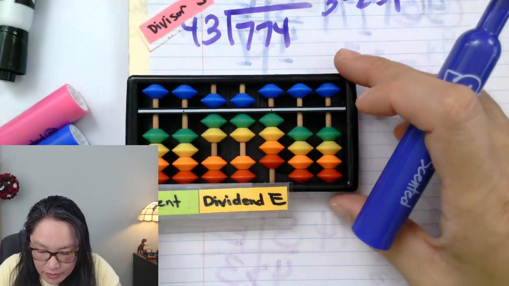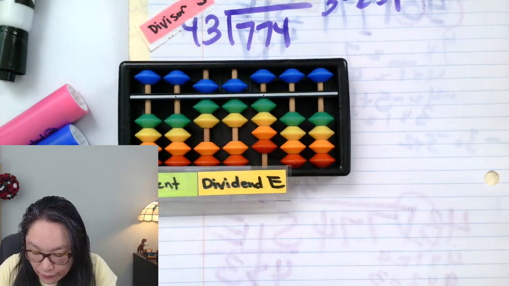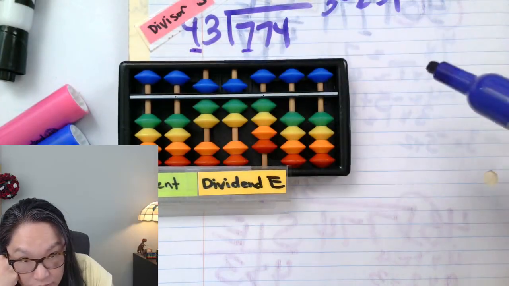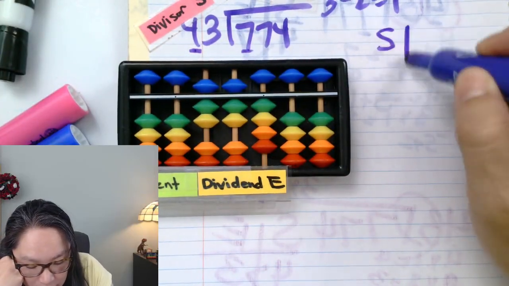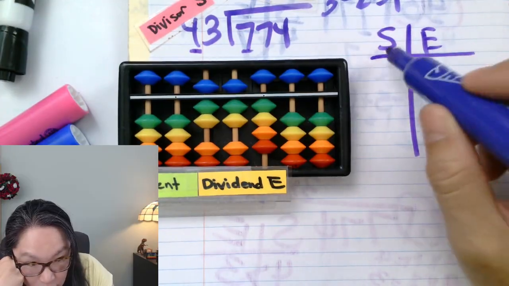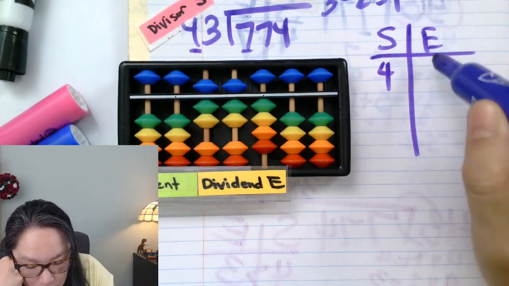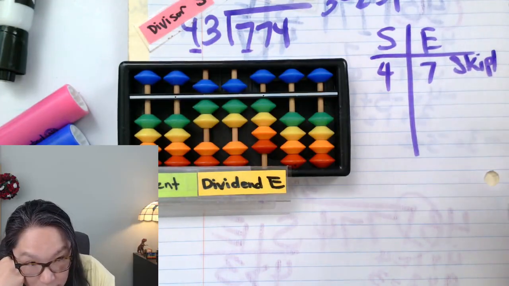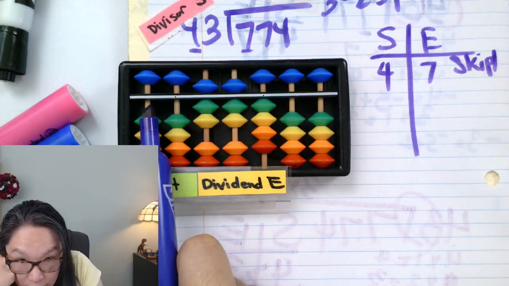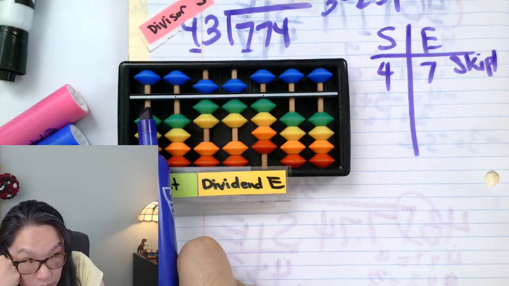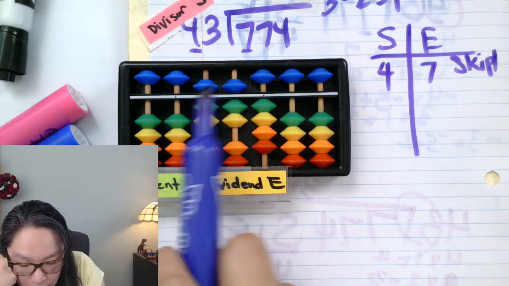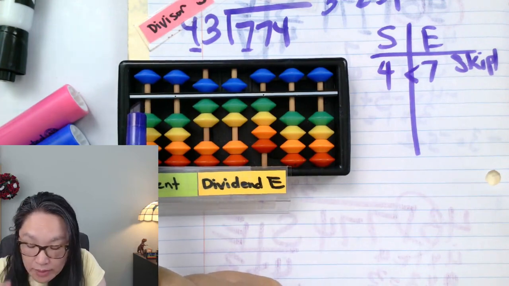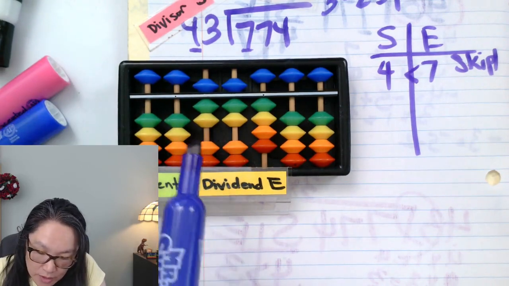Okay. Let me try it again. The first thing we're going to do is compare our dividend and our divisor, right? Who is bigger, 4 or 7? 7 is bigger, so it's skip 1. We're going to skip this column and we're going to go here. That's the rule. Why? Because my dividend is bigger. If my dividend is bigger, I'm going to go over here, no matter what.